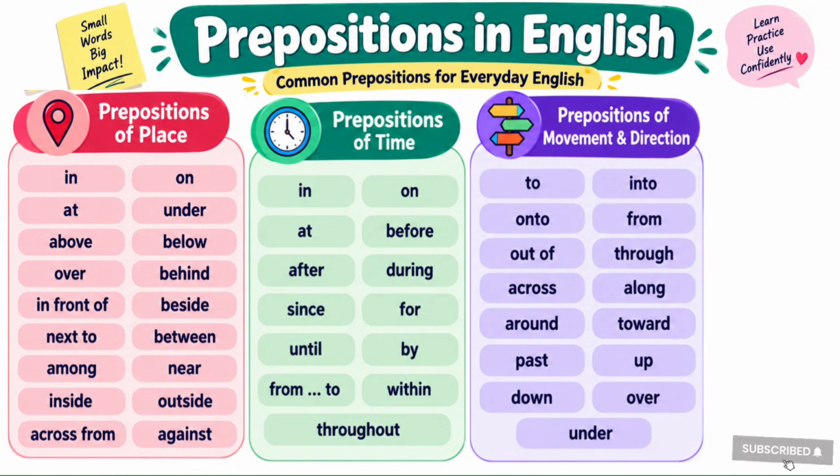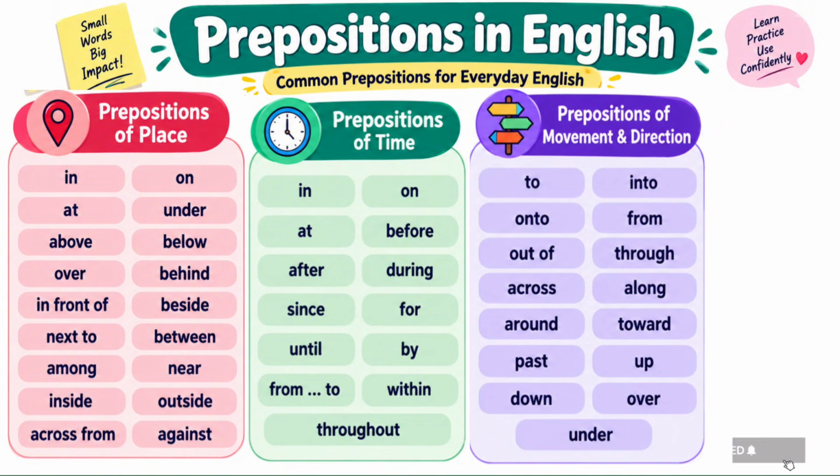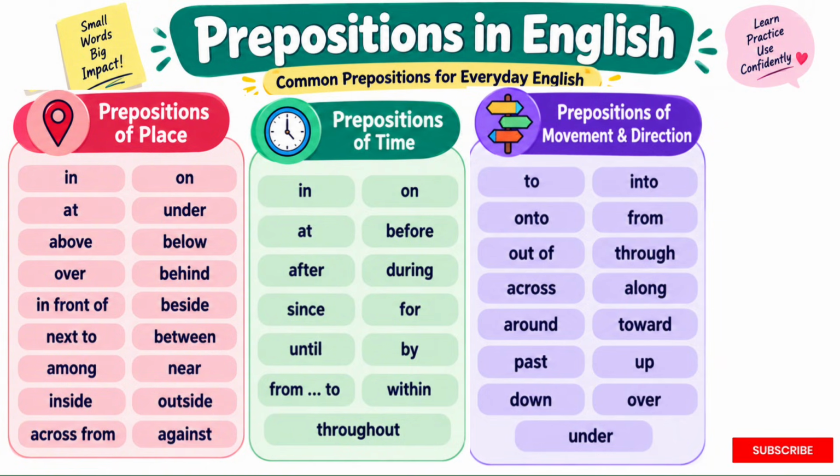Prepositions of direction and movement. Prepositions of direction and movement tell us where someone or something is going or how it moves from one place to another. To, onto, out of, across, around, past, down, into, from, through, along, toward, up, over, under.